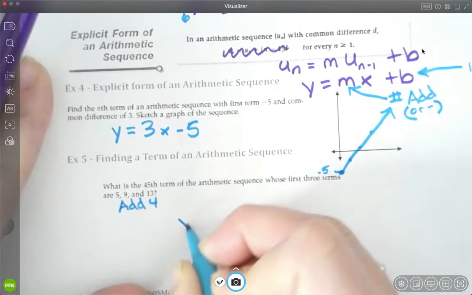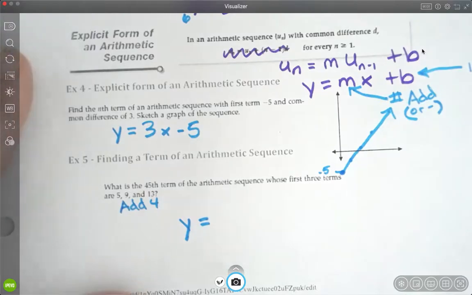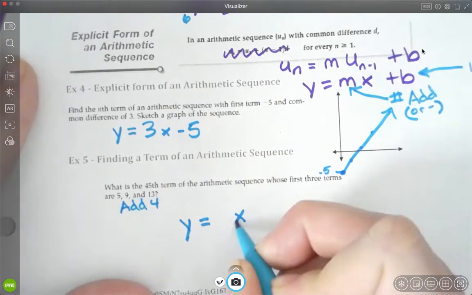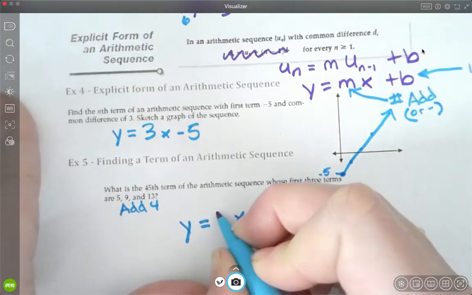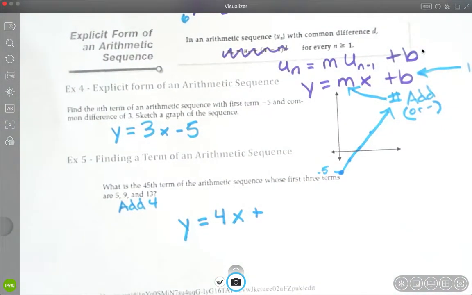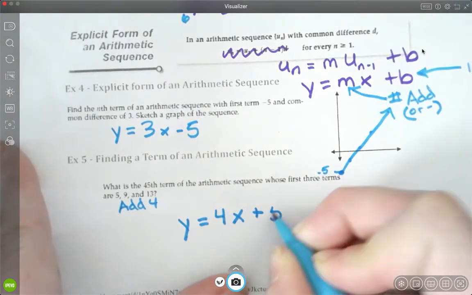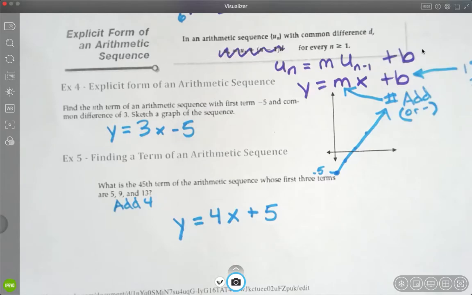So let's make our explicit formula. We're adding 4 each time. So where does the 4 go? Y equals 4x plus, what goes in that spot? 5. Our first term is 5, right? That's our formula. Now, we want to find the 45th term. So here we go. Do we plug in 45 or do we plug in 44?